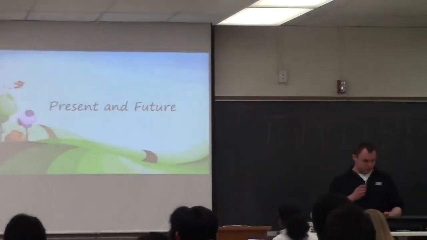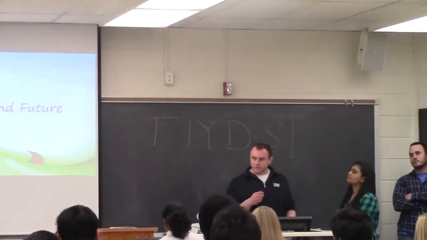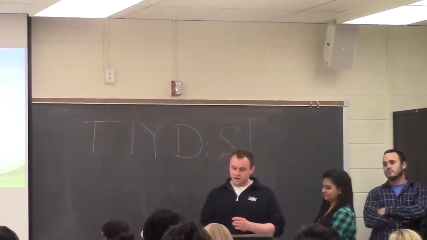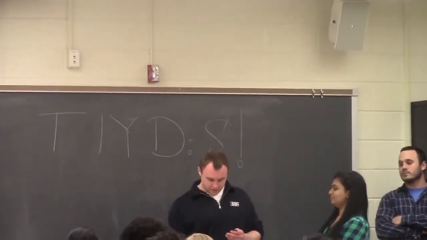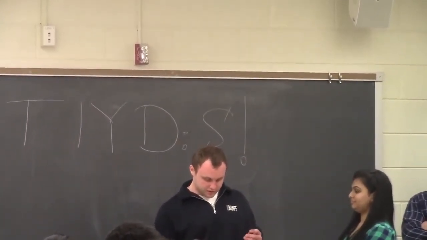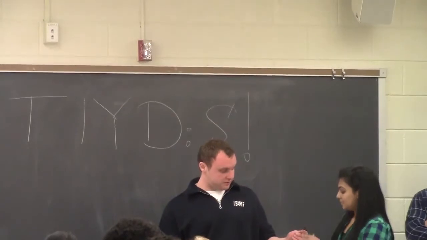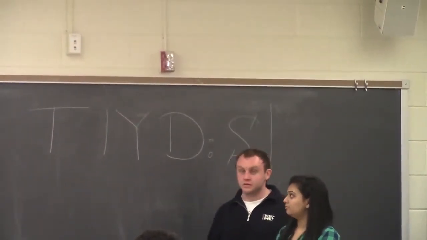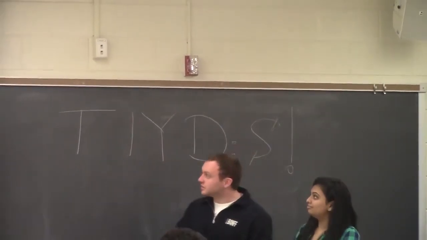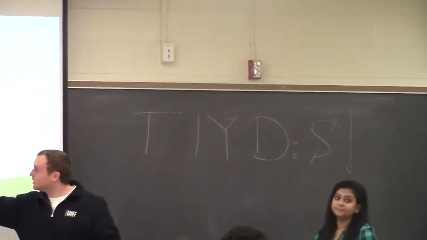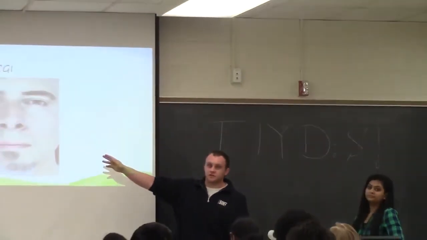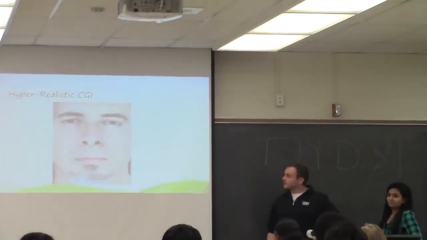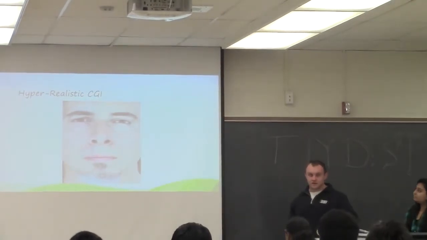So, I'm going to hand this microphone back and forth here because we're doing the present and future of CGI. So we'll start here. Can any one of you guess which part of the photo is real over here? One side of this photo is CGI and one side is a real person. So can everybody take a guess? Left side? Right side?